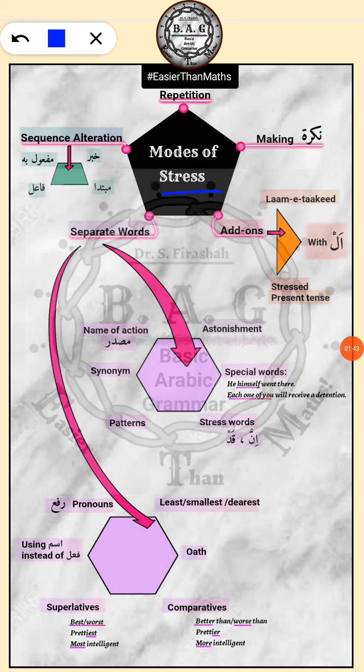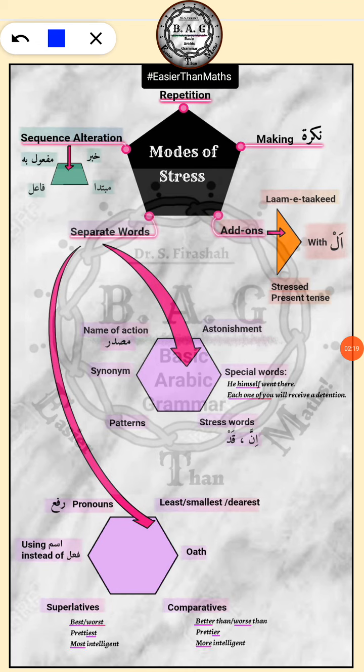All right, so you see a pentagon over here and it says modes of stress. Now what are the 5 basic modes of stress? They include repetition, sequence alteration, making an ism nakra, using various add-ons, and then using separate words. Now this is a classification that you wouldn't really find in any textbook. They have been categorized so arbitrarily, which means that I have just grouped the similar modes together, just for our ease.